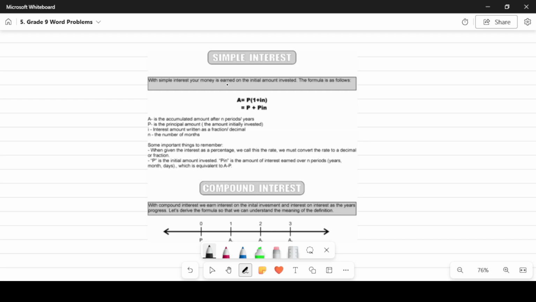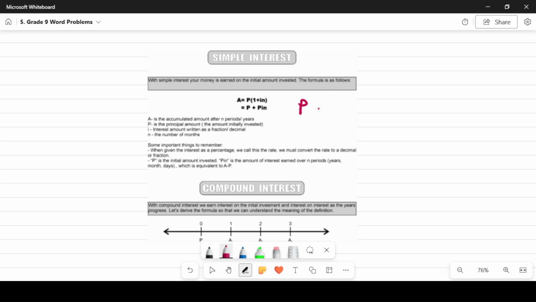With simple interest, your money is earned on the initial amount invested. So basically what this means is however much you put into the account, your interest is earned on that amount. So if you put in 5,000, whatever the interest is, you will earn on that 5,000. And for 3 years, it'll just be 3 years multiplied by however much interest is calculated on that principal amount.